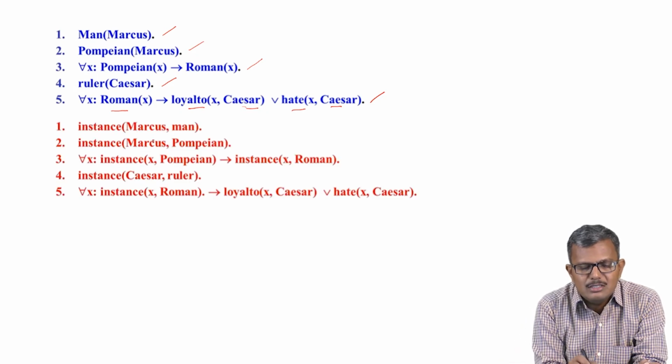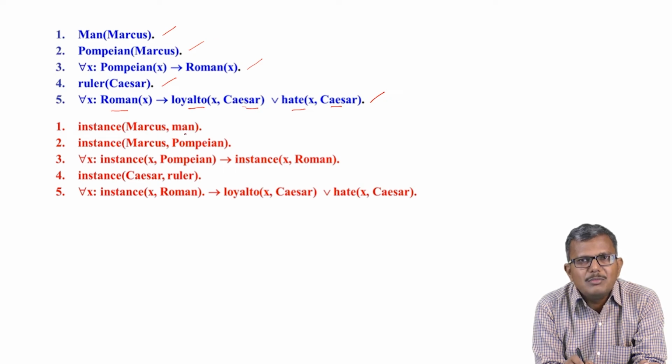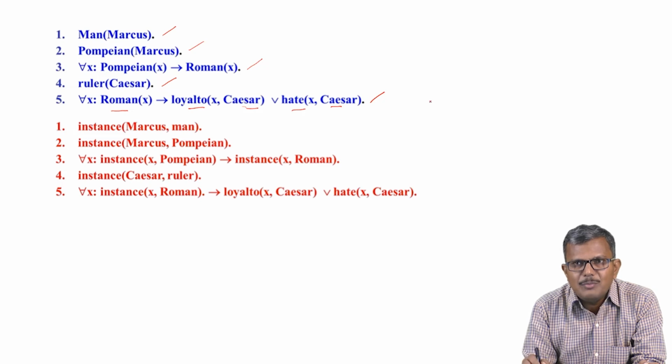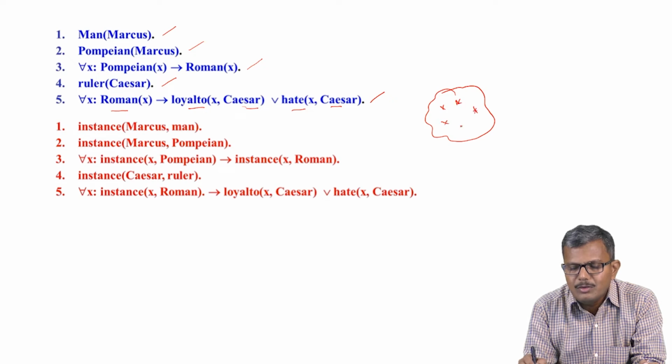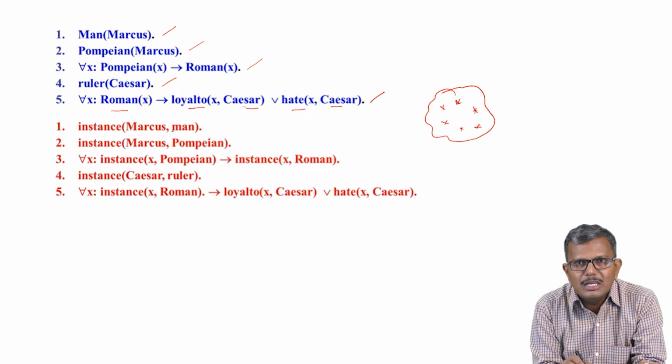So here what is instance? Instance of Marcus comma man. What is happening here? We are talking about a specific world. In this world there will be multiple men, plenty of men will be there. So what I am telling here is Marcus is a man. Marcus is a man is nothing but Marcus is the instance of this particular world.